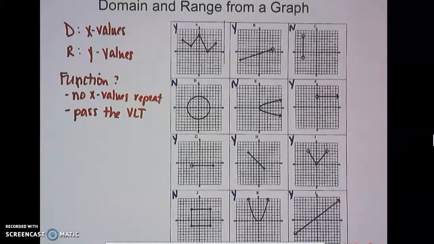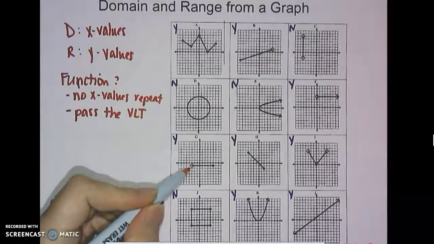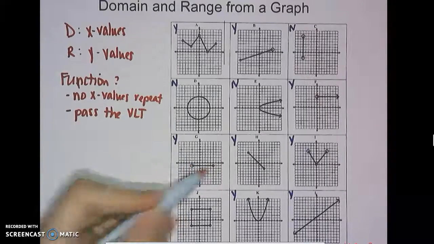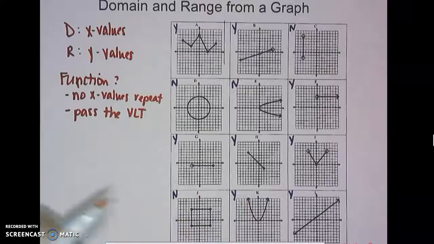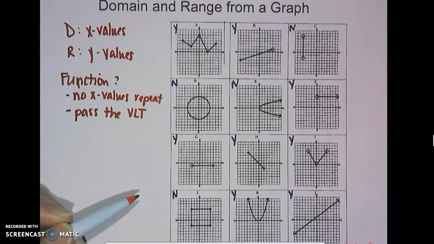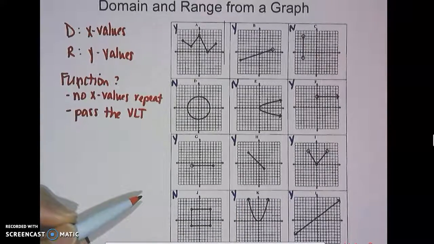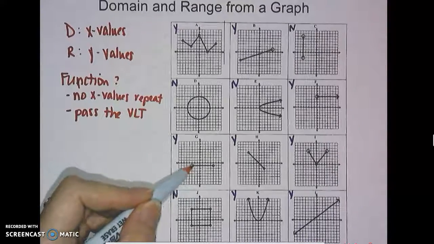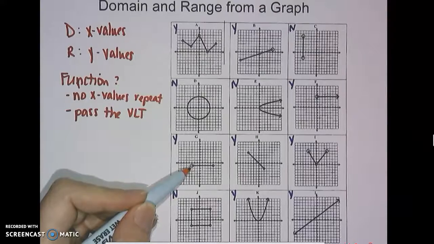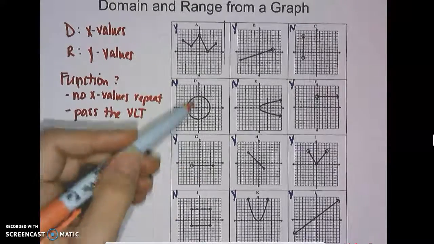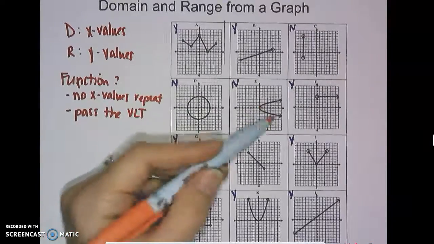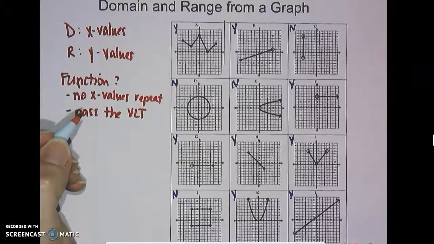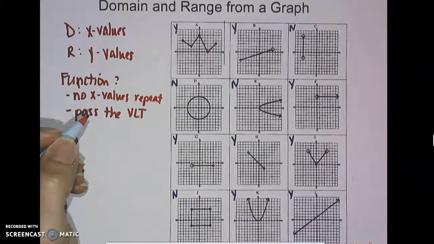Another thing I want you to notice on some of these, some of them have open circles and some of them have closed circles. Some of them have arrows. Some of them have a combination of those different things. So an open circle is going to mean that it's not included in that domain or range value. A closed circle or a continuous circle or arrows are going to mean that it's included. Okay, so open circles are the only thing we really need to look at.